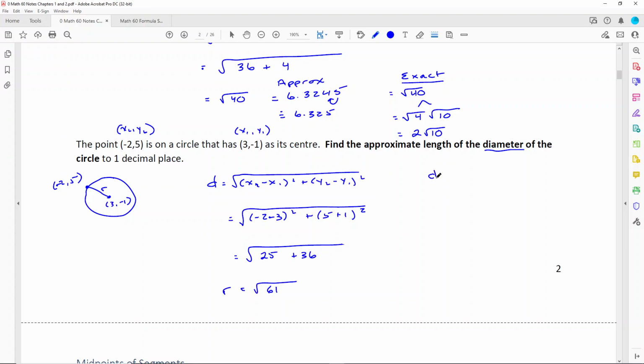But I want the diameter. The diameter is just 2 times the radius. So if my radius is root 61, then my diameter would be 2 times root 61. Now this question said to find the approximate length of the diameter to 1 decimal place. I'm going to plug it into my calculator. I'm going to type 2 times the square root of 61, and I get approximately 15.6. All right, moving on.